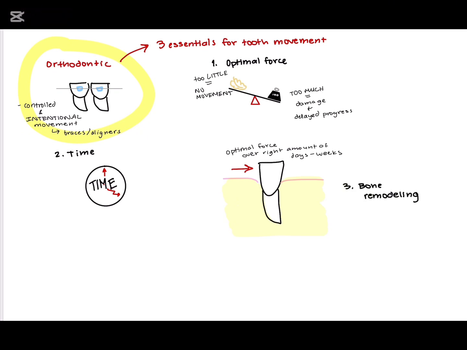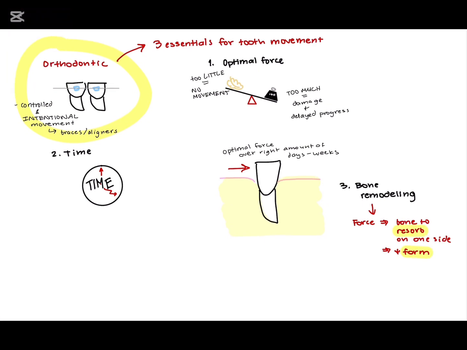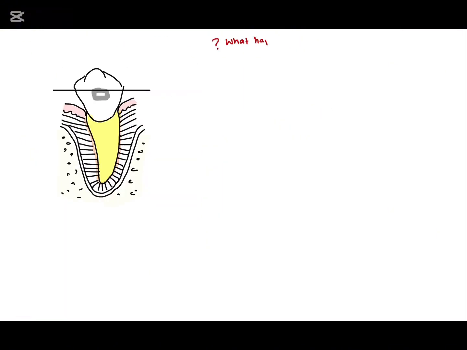The third condition is bone remodeling. The tooth will not move unless the bone is resorbed on one side and rebuilt on the other due to the force. Studies suggest the optimal force should be around 20 to 26 grams per square centimeter. This matches the average capillary pulse pressure. That way, blood supply is preserved and bone remodeling can happen efficiently.